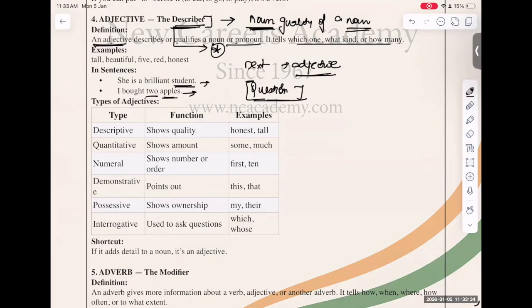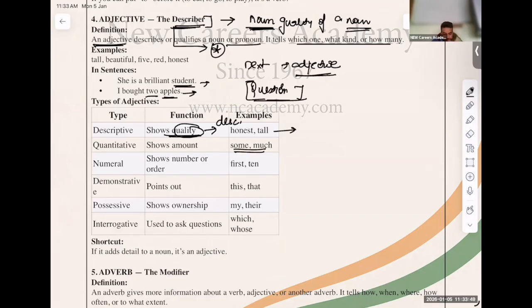Now we have different types of adjectives. I'm just explaining a bit of it. First is descriptive, showing quality. Anything which shows quality is called descriptive. I know it's going to take a bit of time, but it's simple. It's not difficult. Quantitative: some, much. He has some time. They describe the amount. Numeral, we did right now.